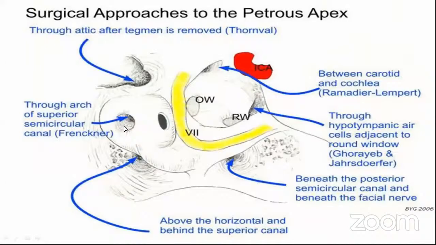And this is through the arch of the superior semicircular canal, the supralabyrinthine approach. And this is through the attic after the tegmen is removed. That is called the Thornwaldt approach. Here you can see this is the vertical portion of the carotid passing through. This is the oval window, round window.